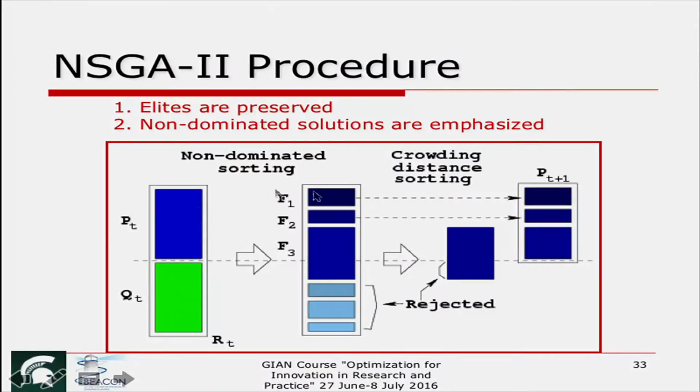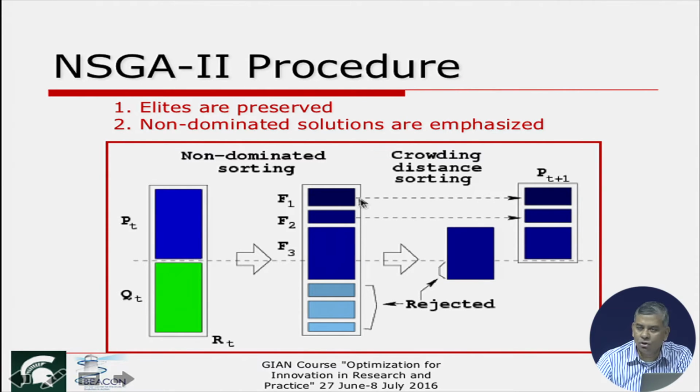Let's see what we have done up till now. We have done elite preservation, because anything good here is going to come here. We have given emphasis to non-dominated points. The best points are already accepted, so we have chosen the best non-dominated points. That's how we're emphasizing non-dominated. What we have not done yet is emphasize less crowded solutions. That's what we do in this step.